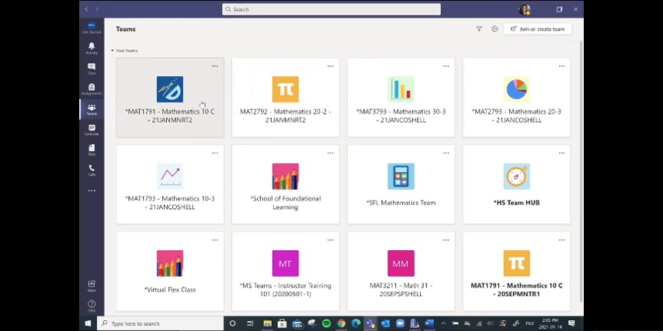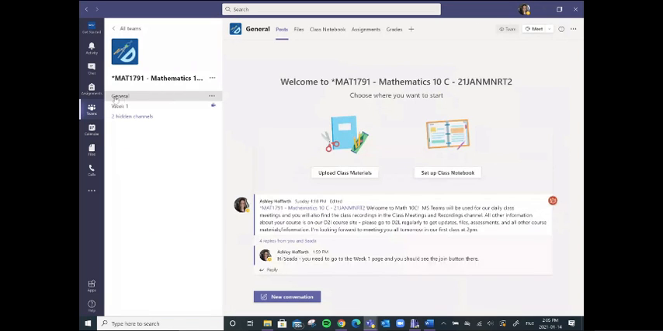So if you get into Microsoft Teams and you pop into our class here, it usually brings you right to the general page. And this page won't be used for much. I have a welcome message. You probably won't see much else on here. If you happen to send me a message in here, I'll probably respond. But that'll be about it that's in the general page.